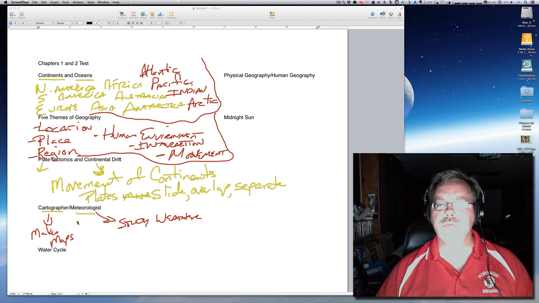Cartographers use quite a few tools in their work. They use computers, they use satellite images of the Earth, they use old maps, they use charts and graphs. And meteorologists, again, they spend a lot of time looking at satellite images of the Earth so they can see weather patterns. They also study data about the weather, the past history of the weather, things of that nature.